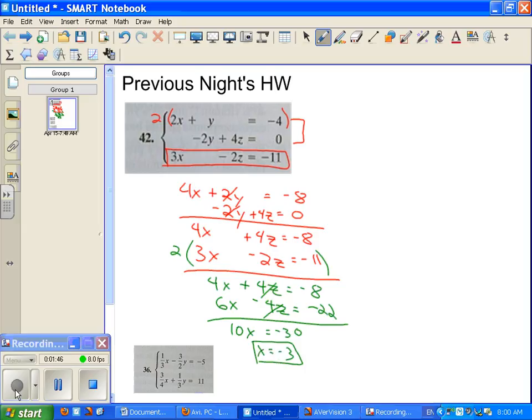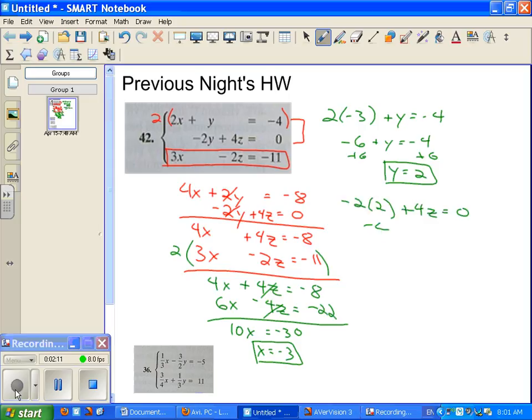Plug that back into one of these other equations. Yeah, top one's okay. So if I go all the way up here, 2 times negative 3 plus y is negative 4. That's negative 6 plus y equals negative 4. So y is 2. And then I could take that, plug it in anywhere else. Okay, so negative 2 times 2 plus 4z equals 0. So negative 4 plus 4z equals 0.